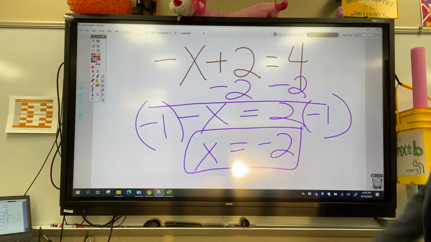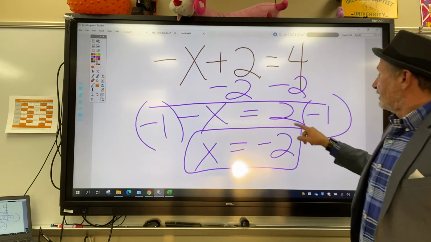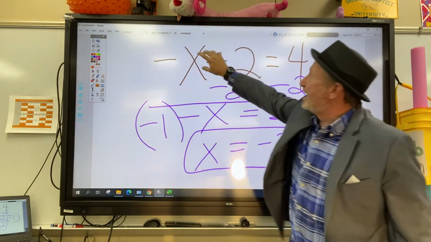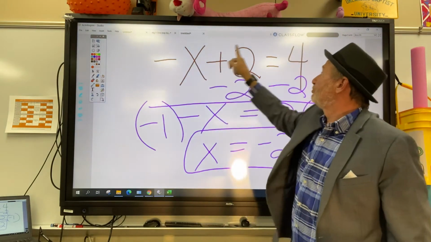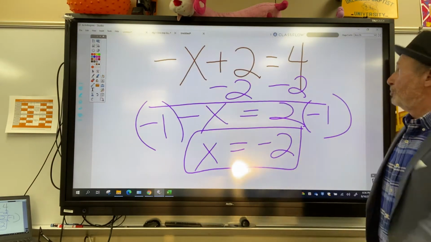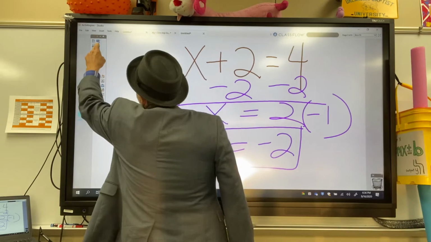Got that? And -2. Okay, if I plug a -2 into that x, and there's a negative outside, negative and negative make a positive, so 2 plus 2 equals 4. Boom, bada, bing. All right, moving along.